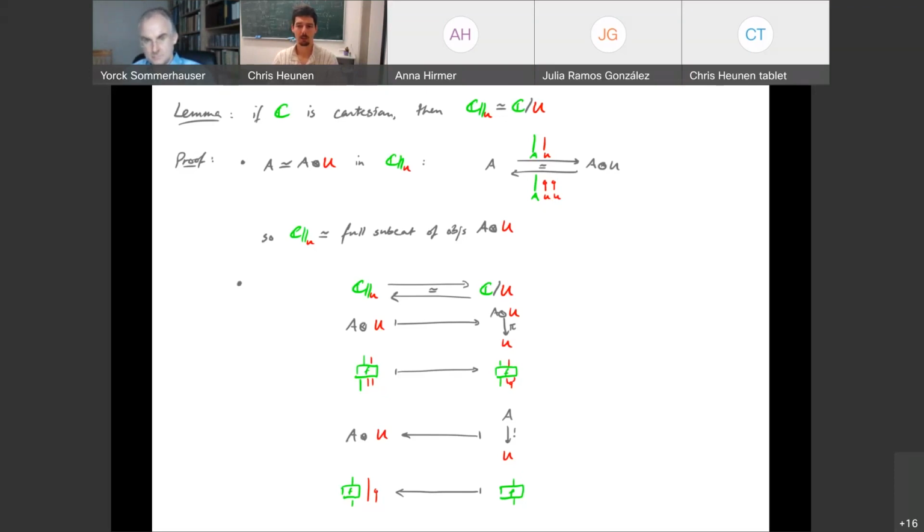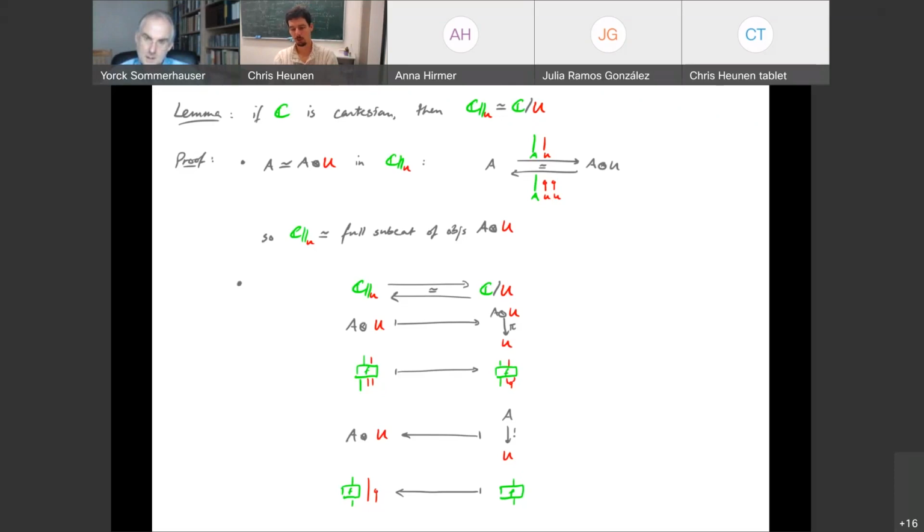Okay, so now I'll compare that full subcategory of all the objects A tensor U with the slice category C over U. So on the left, if you give me an object of the form A tensor U, I'm going to map it to the right by just projecting from A times U to U, which I can do because the tensor product is an actual product. I have projections. To a morphism, I will do the thing that's written down there. I just copy the U, which I can always do.